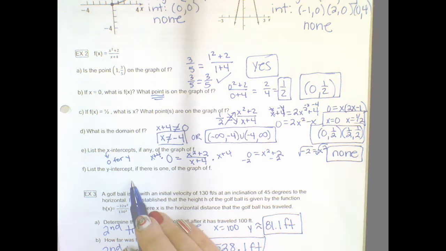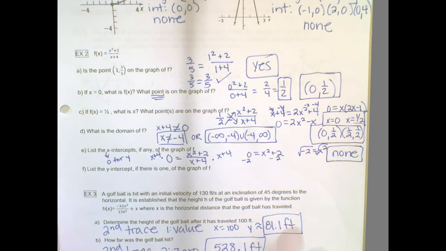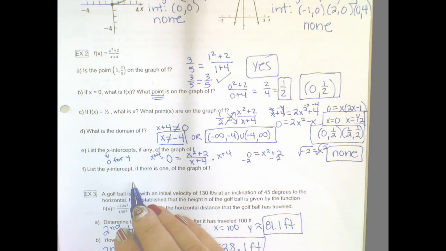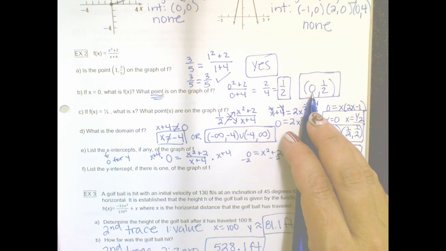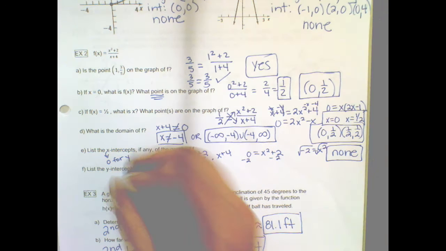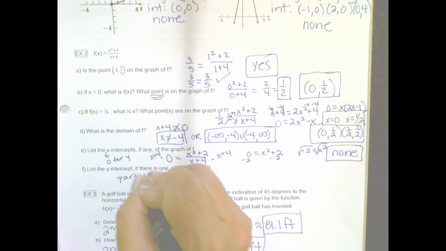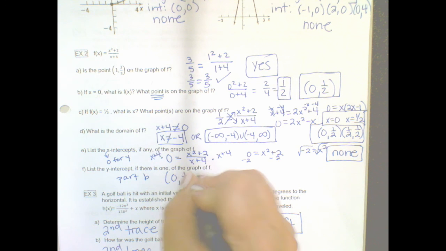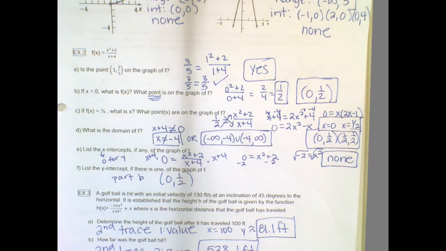But I'm not a fan of work just for the sake of work. Here, list the y-intercept. I've already done work for that in part B. So I'm just going to write part B, 0, 1/2. Don't do the work over. I already did the work once in this case.